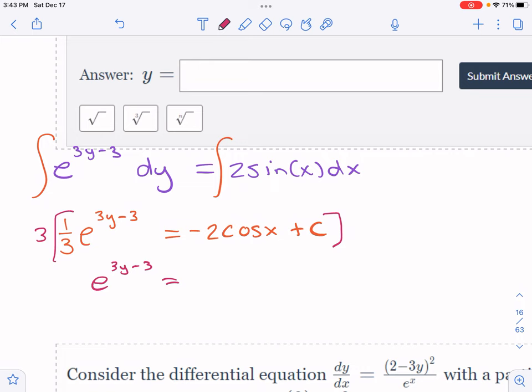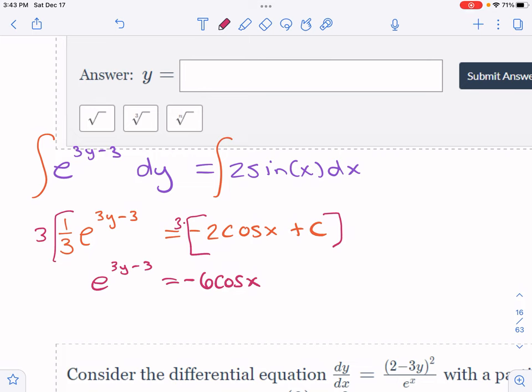The right side multiplied by 3 gives you negative 6 cosine of x. Now you can write 3c. However, that c is going to be determined later when we plug in the initial condition.